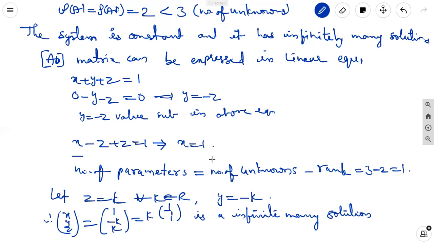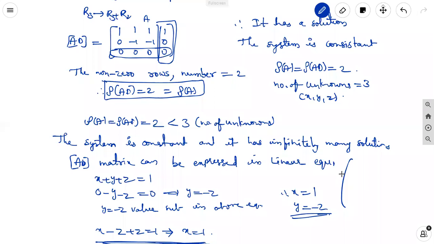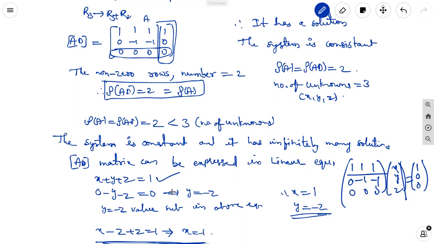But in your standard, up to here is your solution. Therefore, x equal to 1, y equal to minus z is a solution of the given system of linear equations. Here the A matrix is 1, 1, 1; 0, minus 1, minus 1; 0, 0, 0. It is multiplied by x, y, z, and the last column is the constant matrix, that is 1, 0, 0. Now we multiply 1 into x, plus 1 into y, plus 1 into z. So x plus y plus z is equal to 1.